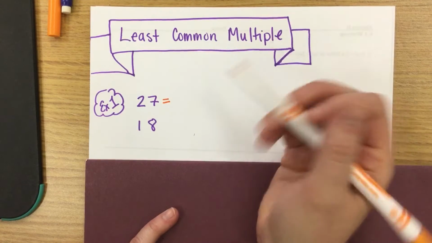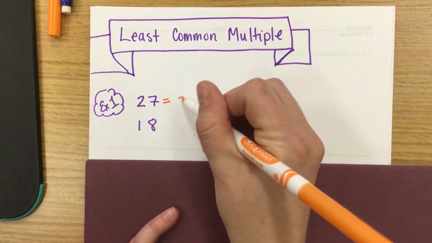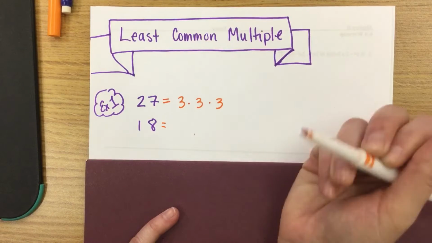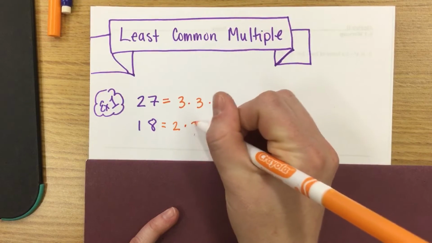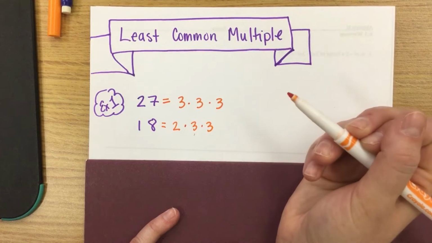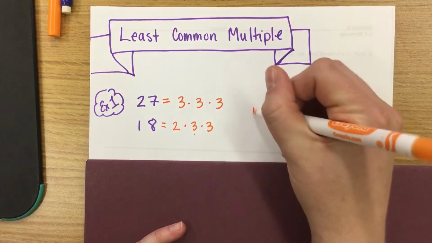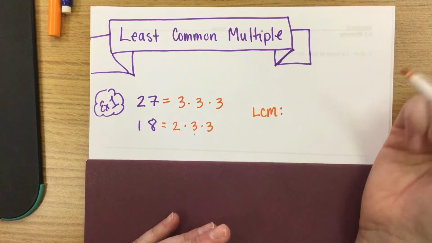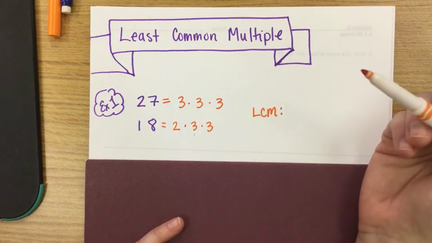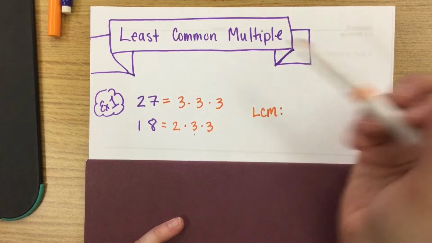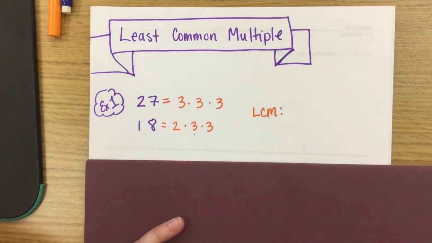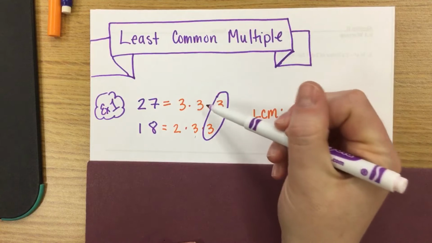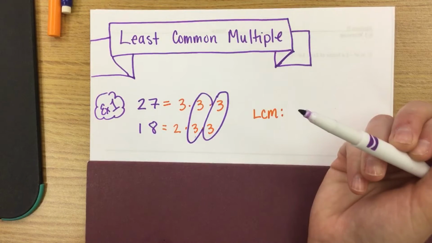So when I'm taking a look at the prime factorization of 27, I know that that's going to be 3 times 3 times 3. And then I know that 18 is 2 times 3 times 3. Now, when looking for the least common multiple, what you would have been asked to find is, what do they have in common? What factors are they sharing? So I can see that they're sharing this 3, and then they're also sharing this 3.